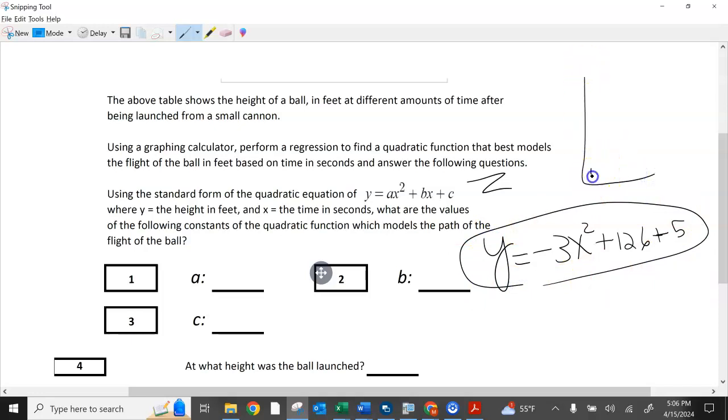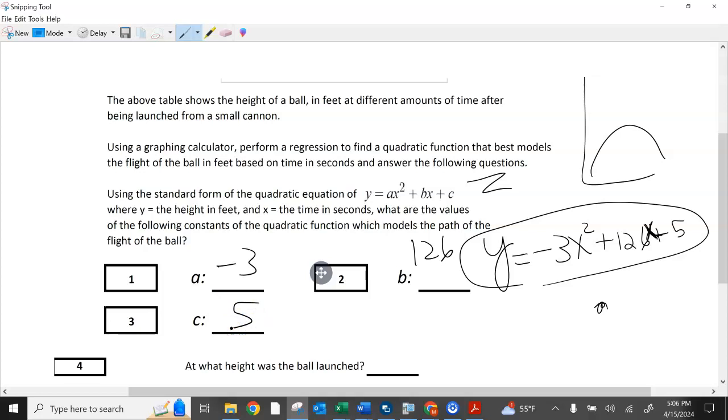I don't have it right now, but the path of the ball allows us to figure out... ooh, this should be an x, by the way, my bad. Please put an x there if you're writing this down. You should write this down somewhere so that you can use this equation now that you've got it. So again, A would be -3, B would be 126, C would be 5.